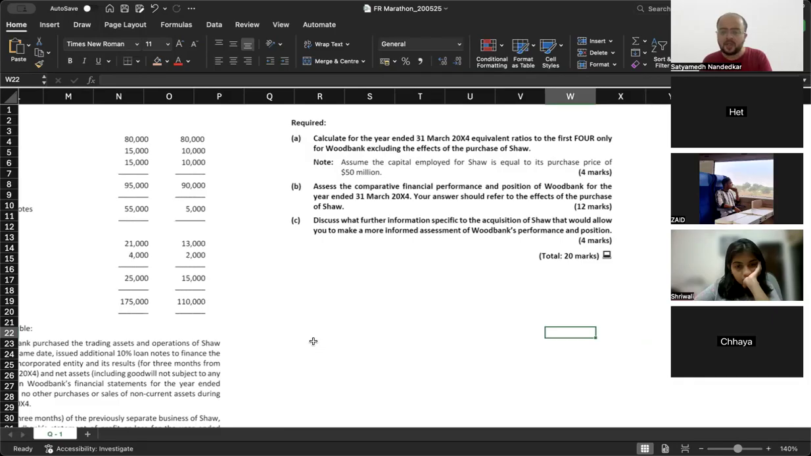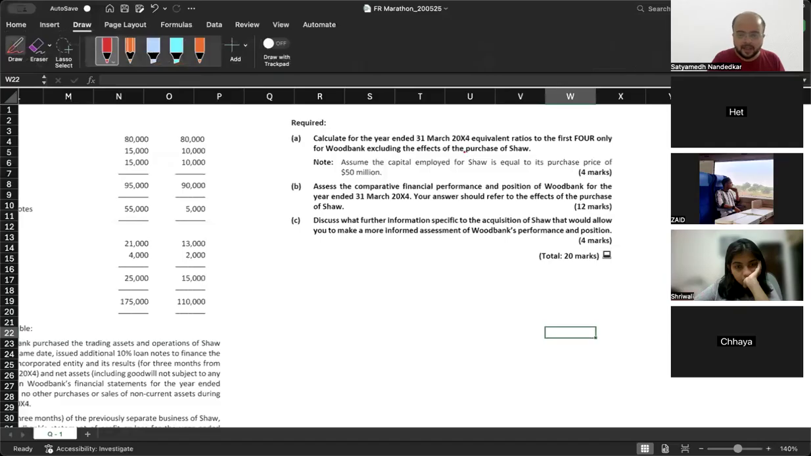for Wood Bank, excluding the effects of the purchase of Shaw, which means the company here is acquiring another entity, excluding the effect of this. So you don't have to include the impact of the purchase of another entity. Assume the capital employed for Shaw is equal to purchase price of 50 million. Assess the comparative financial performance and position of Wood Bank for the year ended 31st of March 2004. Your answer should refer to the effects of the purchase of Shaw, and discuss what further information specific to the acquisition of Shaw that would allow you to make a more informed assessment of Wood Bank's performance and position. This is for 4 marks.